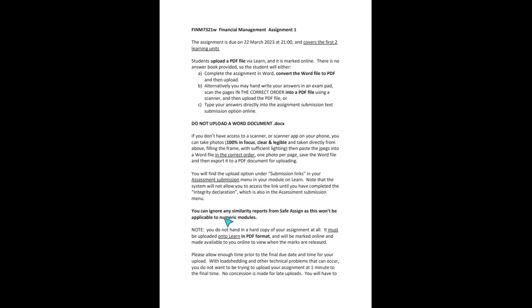Also, guys, I sometimes get emails from students that are panicking because when they uploaded their document, they got a similarity report with a very high percentage. So remember, because we are uploading numeric calculations that will all look similar, and because you're uploading a PDF document, you probably will get a high similarity report, but you can ignore any similarity reports from SafeAssign. I'm not going to look at any SafeAssign report for these assignments.